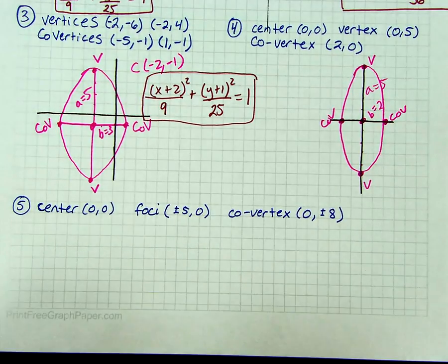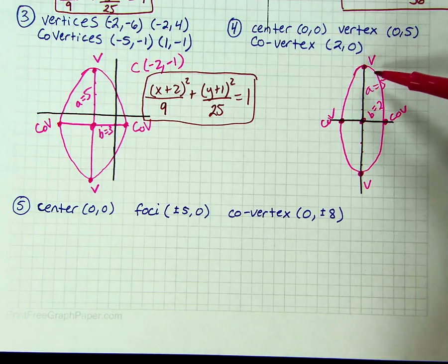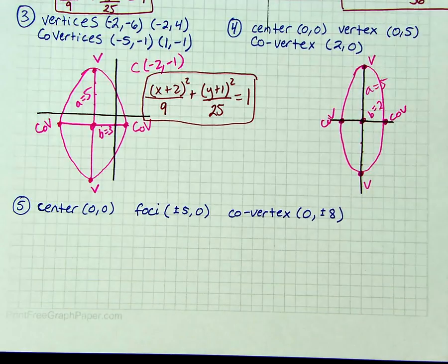And so again, we have our center, we have A and B, and we know the direction is going to be vertical since it's longer vertically. So again, we have enough information to start writing our equation.